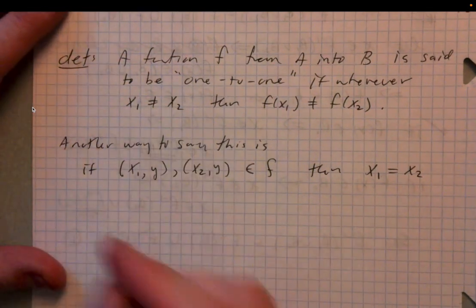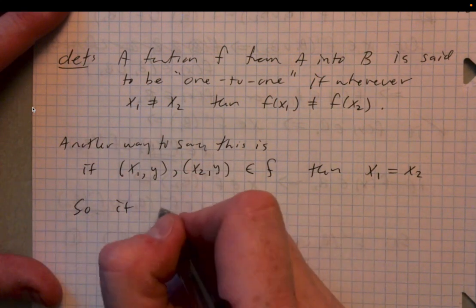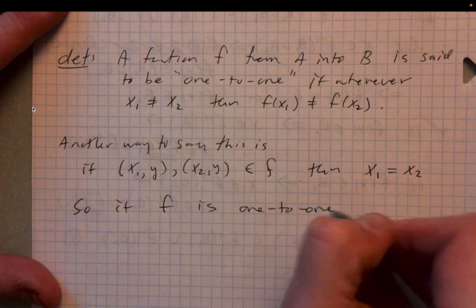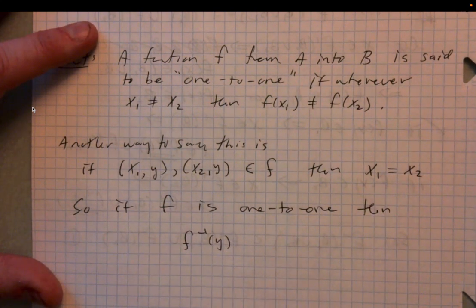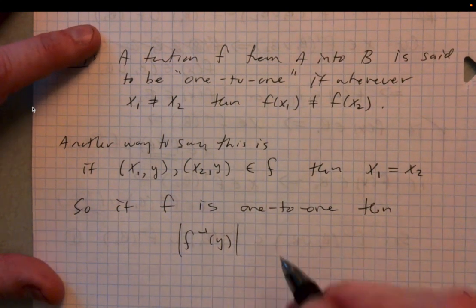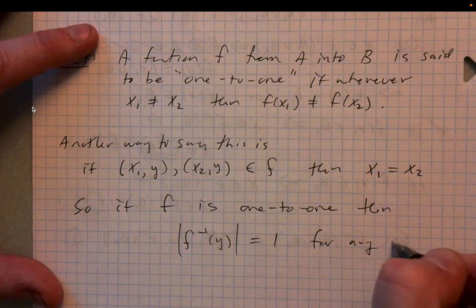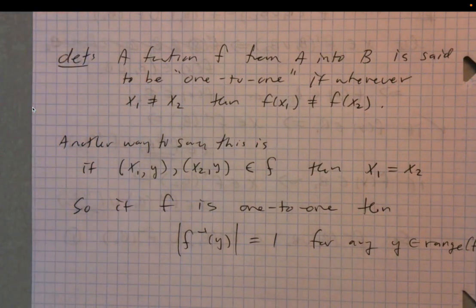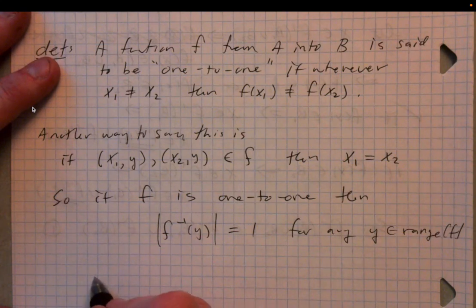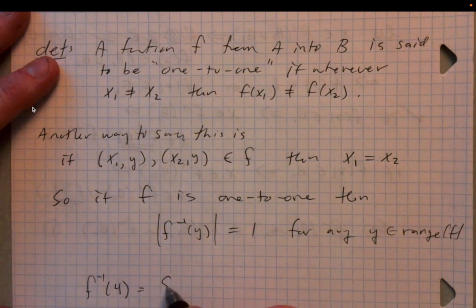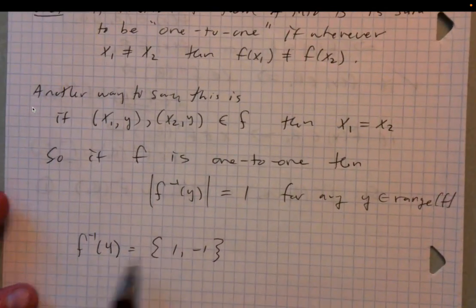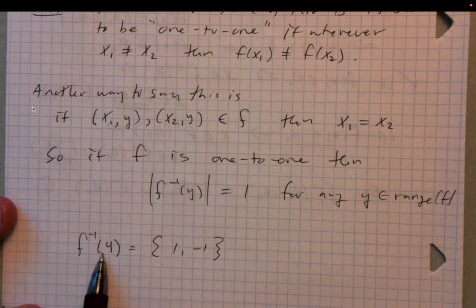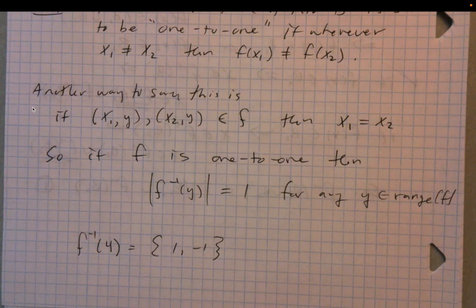So we can also say, if f is one-to-one, then f inverse of y, the inverse image of y, the size of that set is equal to one for any y in the range of f. We saw previously that f inverse of 4 was equal to 1 and negative 1. So this is obviously not a one-to-one function, because 1 maps to 4 and negative 1 also maps to 4. Two elements map to the same element in the range, which is fine for a function, but it's not a one-to-one function.